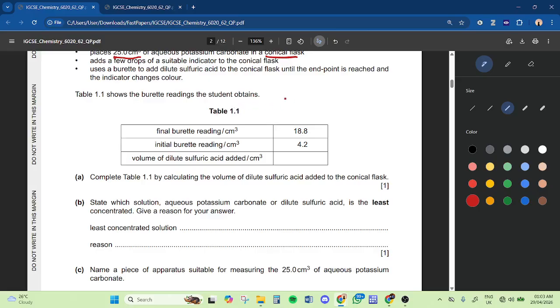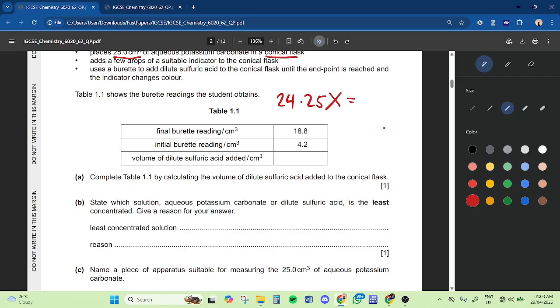So remember, a burette can only show up to one decimal place. So all your answers have to be within one decimal place. For example, you're not going to get an answer of 24.25. So that's not possible. So it'll either be 24.2 or 24.3. Just thought I'd mention that before we go any further.